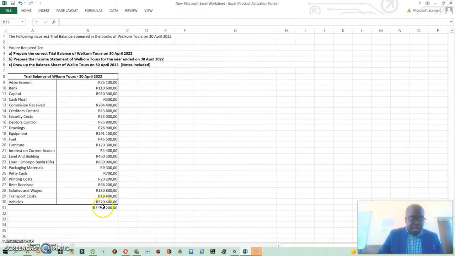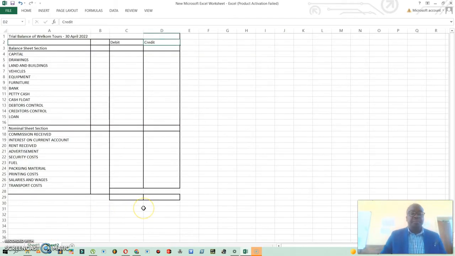Since we are having these two columns, the debit side and the credit side, you will need to go back to your total amount and divide that total amount by 2. So I will have 3,959,200 divided by 2. I will then get a total of 1,979,100. I will then come to my trial balance.